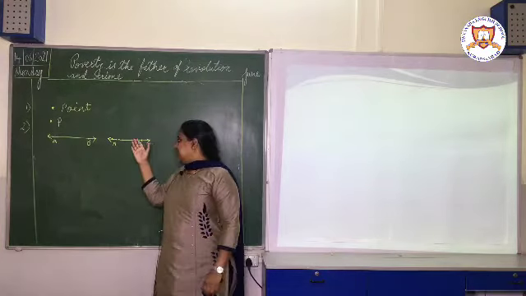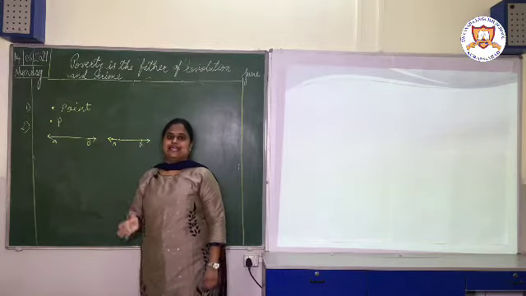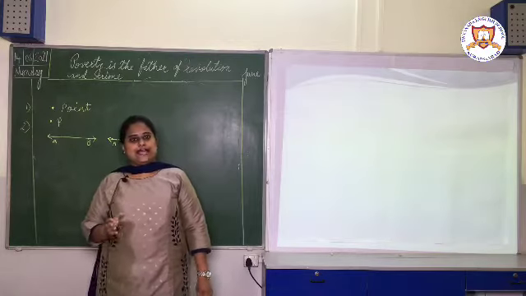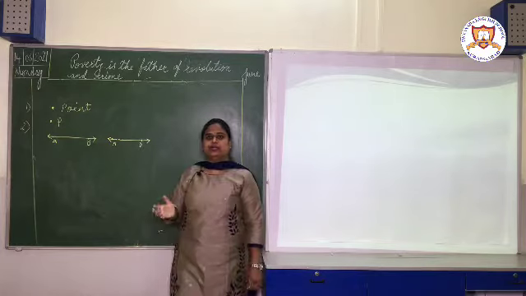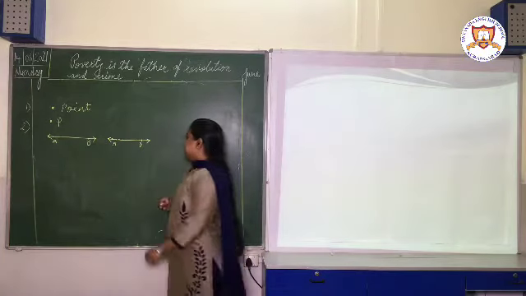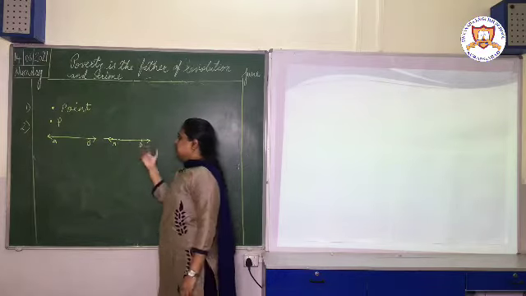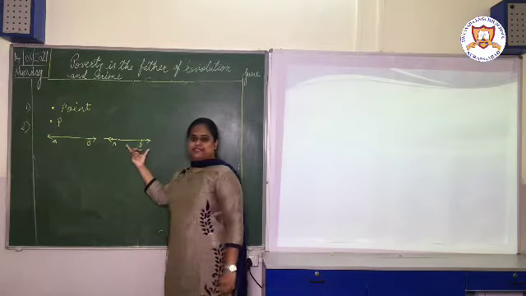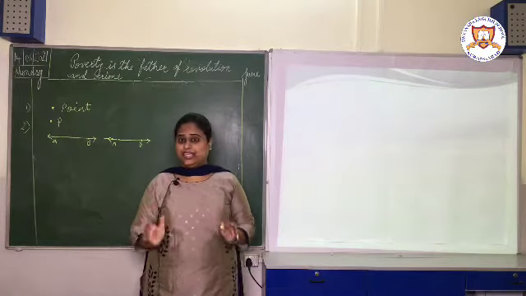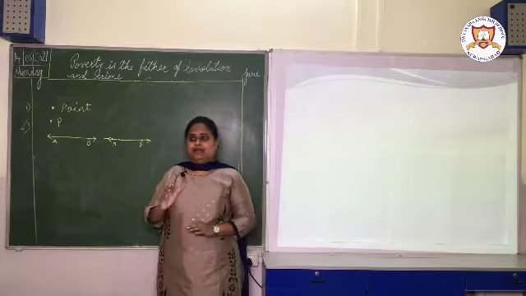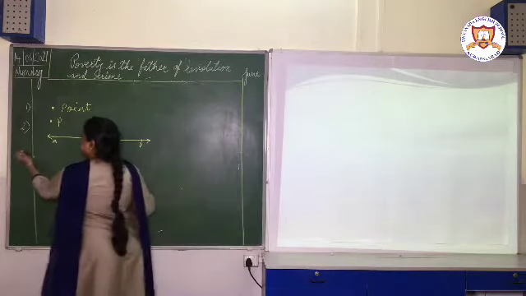This line has two arrows. What do these arrows indicate? The arrows indicate that the line can extend from both sides. This line can extend from this side, and it can extend from this side also. It means a line does not have any end point. It is infinite.